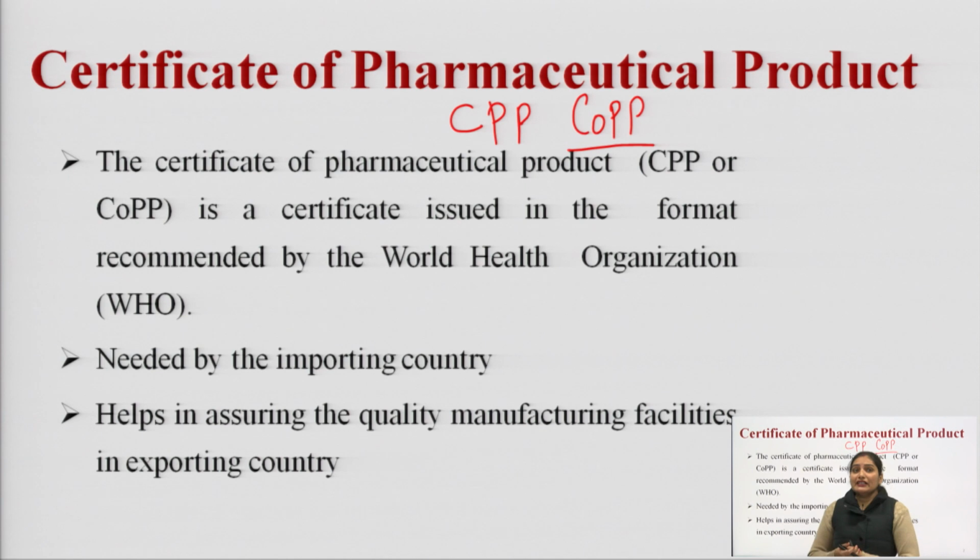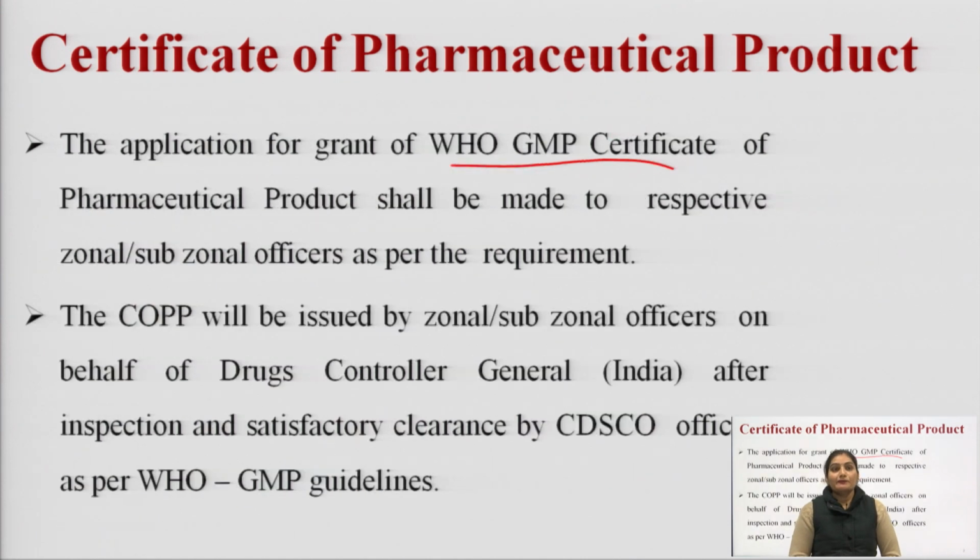This certificate is needed by the importing country when it lacks the proper quality assurance testing facilities, and with the help of this certificate, the importing country will get assurance about the quality manufacturing facilities in the exporting country. The application to get the license for COPP can be submitted to the Drug Regulatory Authority of the exporting country.